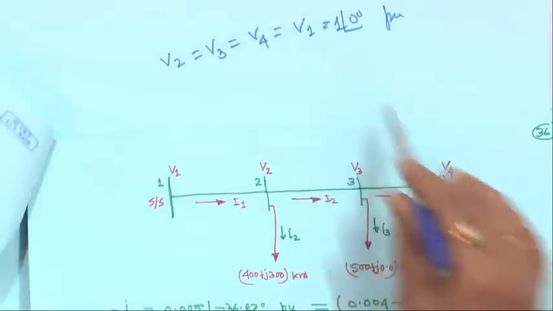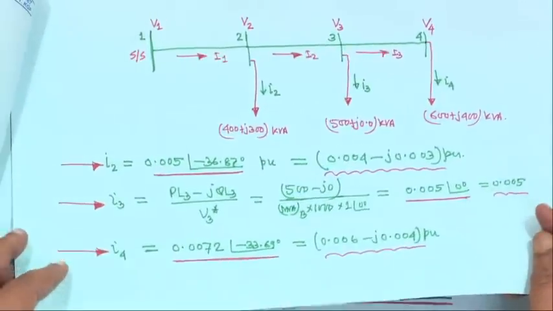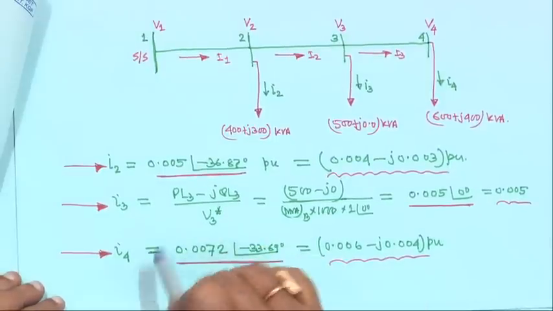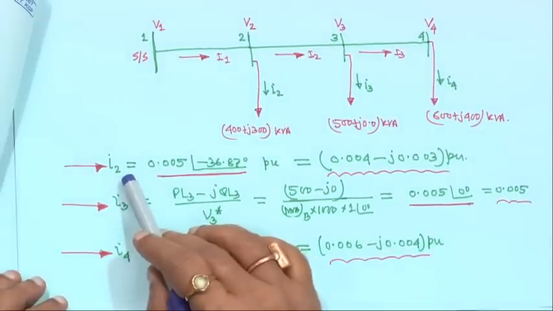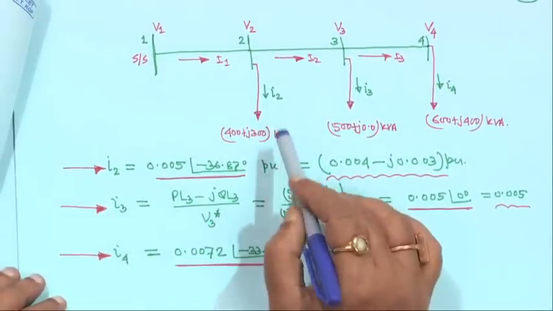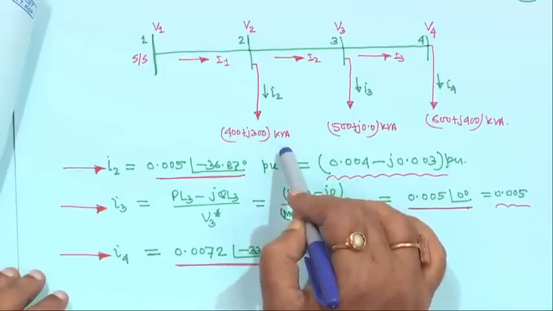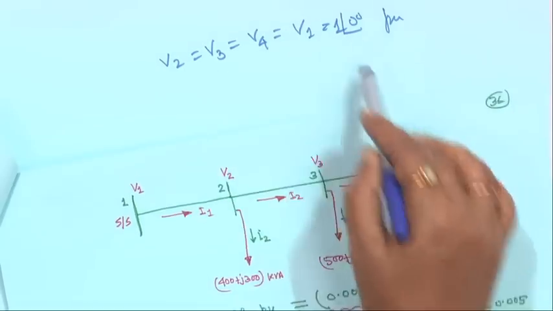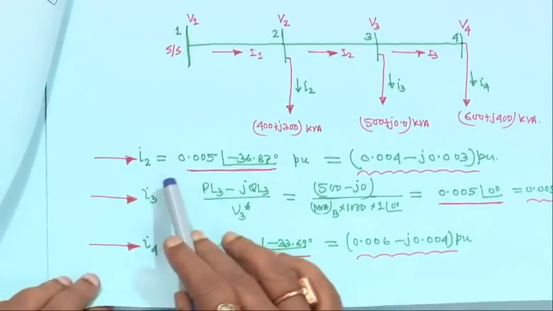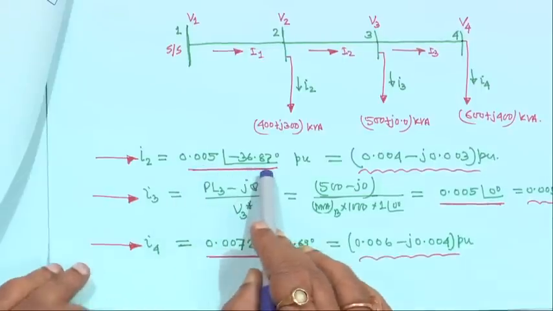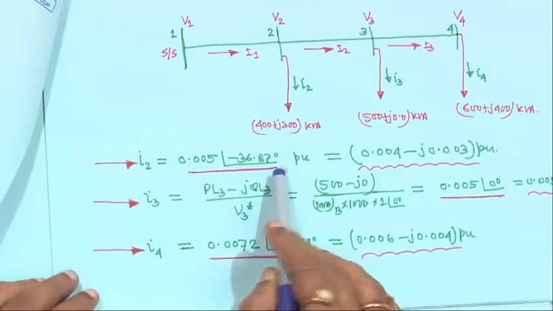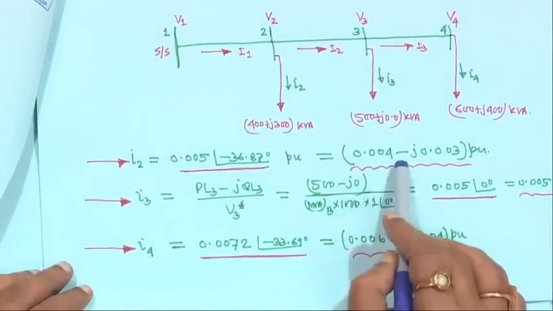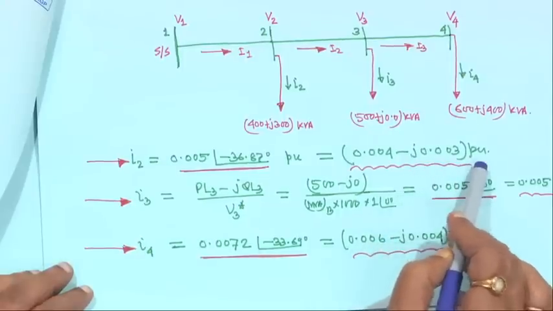So, flat voltage start, and in this case we have initially calculated the small i2, it is (P2 minus j Q2 upon V2 conjugate), but all the initial values are 1 angle 0. So this is actually i2 equal to 0.005 angle minus 36.87 degree per unit. So, that is 0.004 minus j 0.003 per unit.